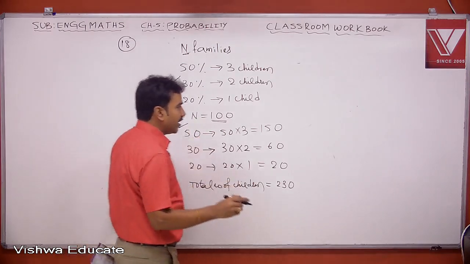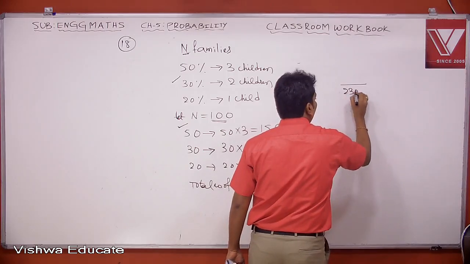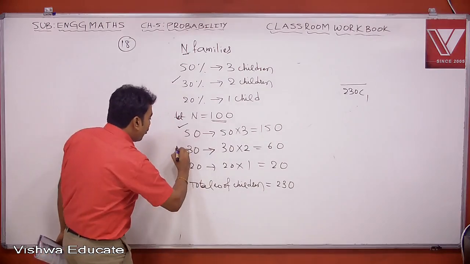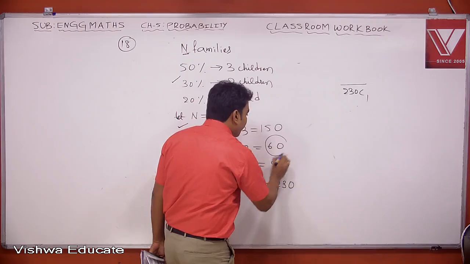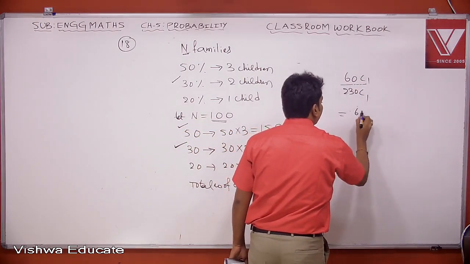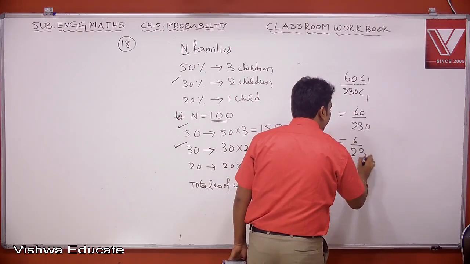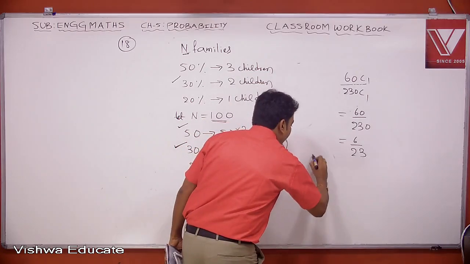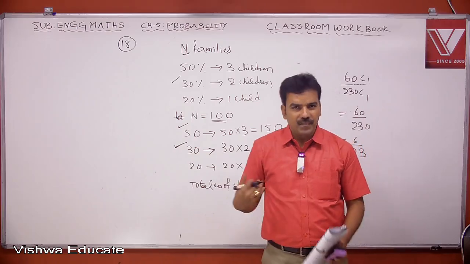You select one child. So the probability is a ratio. The denominator is 230 C1. That child belongs to the second category. How many children are there in the second category? 60. So you must select one from 60. So this is 60 C1 by 230 C1, which is 60 by 230. Therefore the answer is 6 divided by 23. So option B is the right answer. It is purely based on combinations. Okay, note these points.